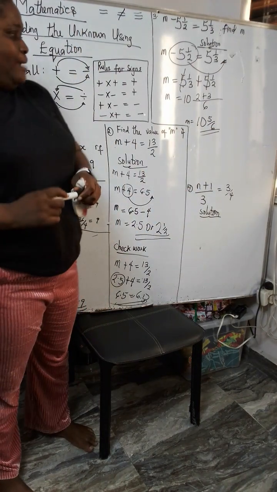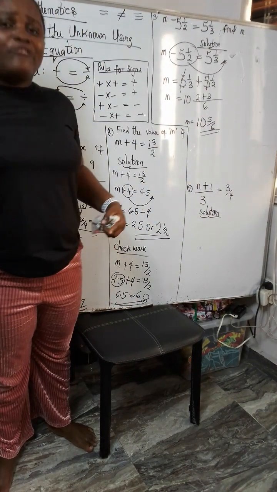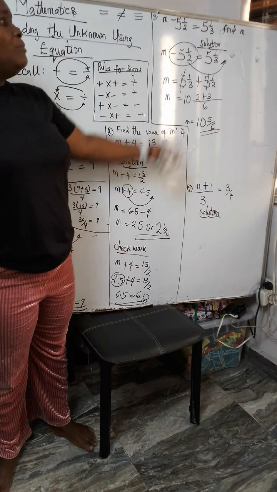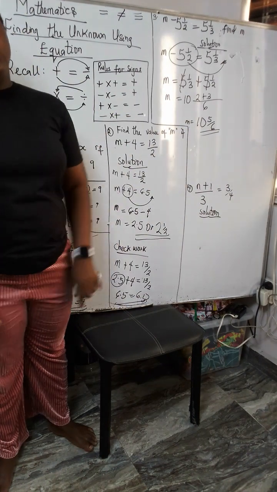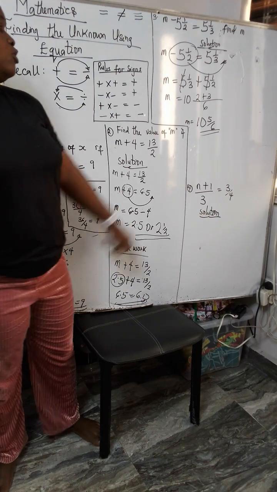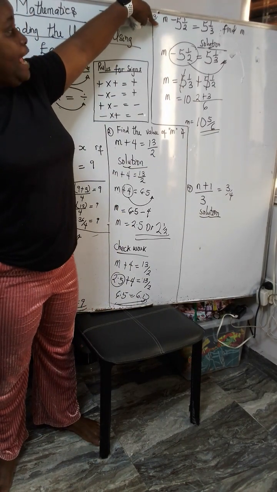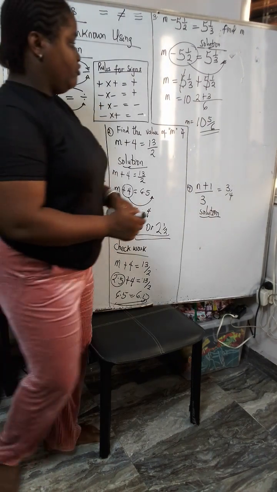If the value of n is 10 whole number 5 over 6, how am I sure that is actually the value of n? All I need to do is come here and substitute the value of n back into this equation. n here is 10 whole number 5 over 6.